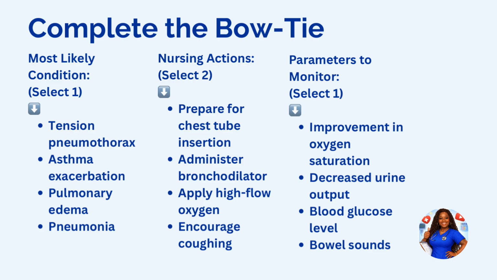Those are classic signs of a tension pneumothorax. So first we identify the condition. Next, we choose 2 priority nursing actions. For a pneumothorax, the nurse should apply oxygen and prepare for chest tube insertion. Finally, we choose the parameter to monitor. If the intervention works, we should see improvement in oxygen saturation.